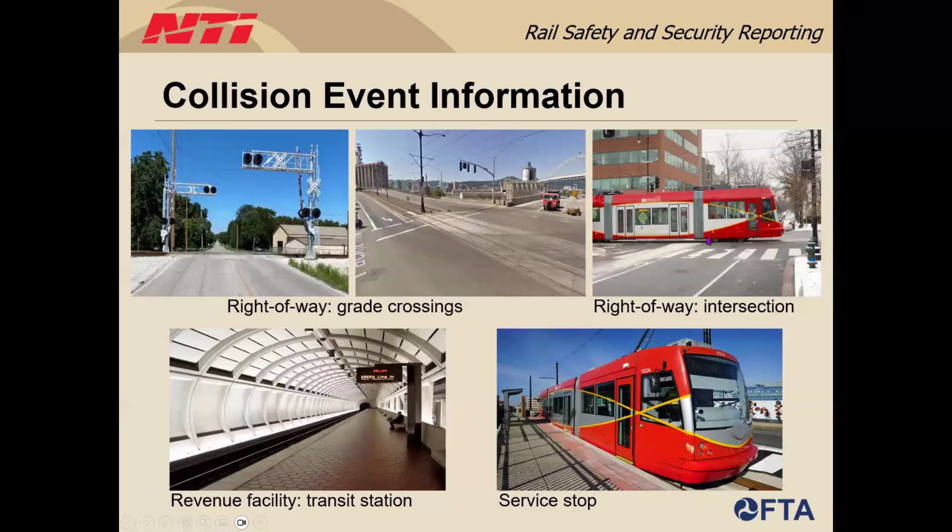The intersection location shows an image of street running operations where the streetcar is crossing over the roadway intersection in mixed traffic. Again, in the mixed traffic scenario, the cars can drive on the tracks. They can be in the same lane as the transit vehicle. Then you see a typical revenue facility down on the lower left, and then a service stop, which is just a small covering so they don't get wet, with a post that shows there's a stop there.